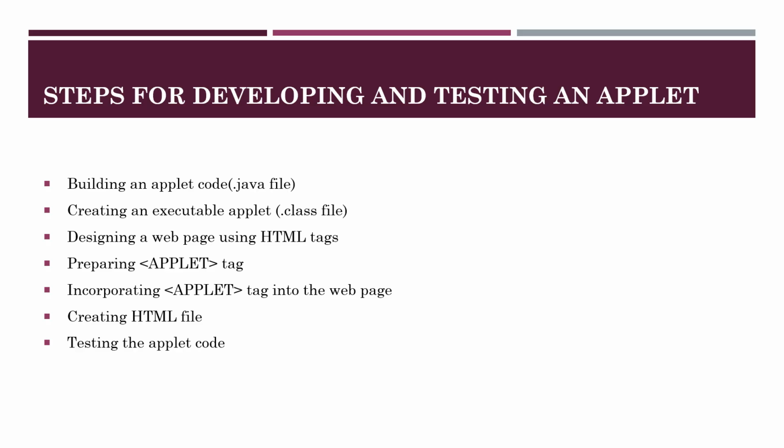And some steps have to be followed for developing and testing an applet. The first step is building the applet code, and the next is creating an executable applet and designing a web page using HTML tags. The fourth step is preparing an applet tag and incorporating the applet tag into a web page, creating an HTML file, and the last step is testing the applet code.